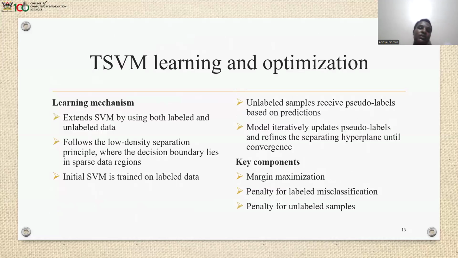Then we have the TSVM learning and optimization. So for TSVM, the learning process is iterative. We start by training a standard SVM on labeled data. Then we assign pseudo labels to unlabeled samples. The model then updates the decision boundary to maximize the margin while considering both labeled and unlabeled data. This process repeats until convergence. The key hyperparameters here include the penalty parameter for the labeled data, the penalty for unlabeled data, and the kernel type. The goal is to place the boundary in the low density regions for better separation.